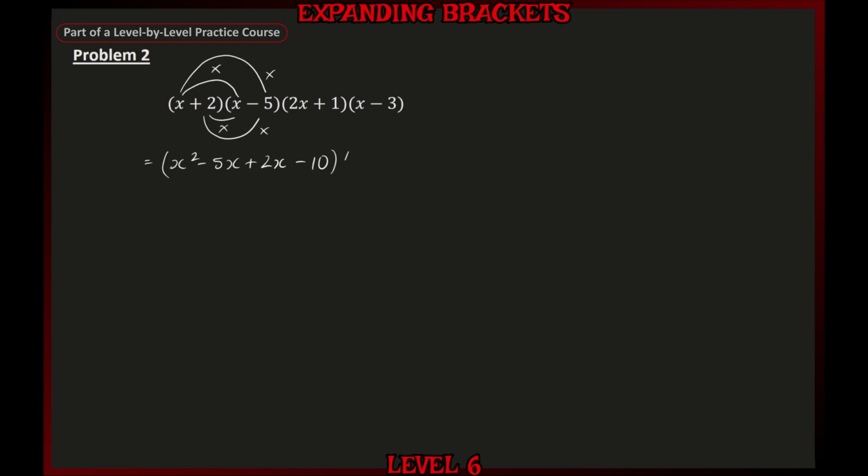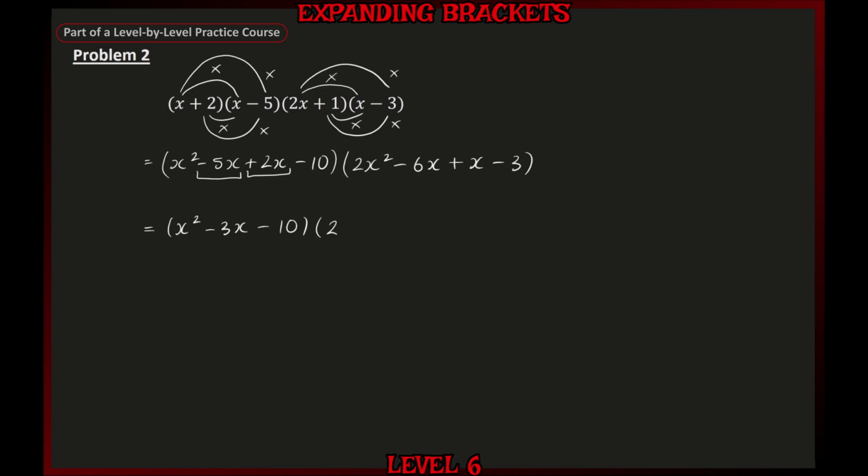other 2 brackets. So moving on to the other 2 brackets, we have 2x multiplied by x, which is 2x squared, 2x multiplied by minus 3, which is minus 6x, 1 times x, which is plus x or plus 1x, and 1 times minus 3, which is minus 3. Now in each of these 2 brackets we can simplify. So in the first bracket we have x squared, the minus 5x and the plus 2x becomes a minus 3x, and we have minus 10.